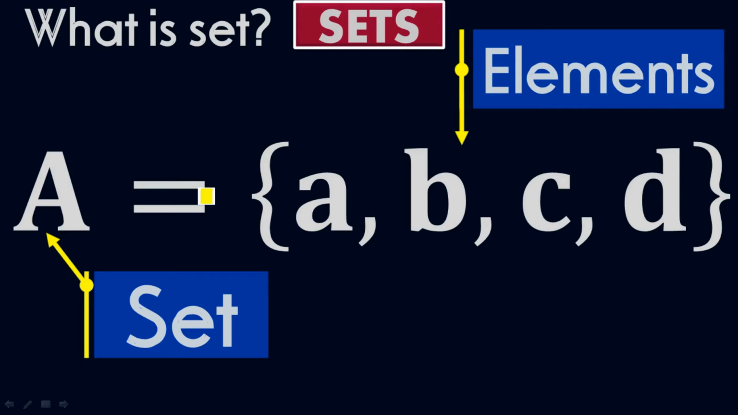So the name of the set is A, which is represented by a capital letter. This is called the set A. And the elements are represented by small letters like small a, small b, small c, small d. So these a, b, c, d are the distinct and well-defined objects. Set A is the collection of these well-defined and distinct objects. These distinct and well-defined objects are called members or elements of the set A.